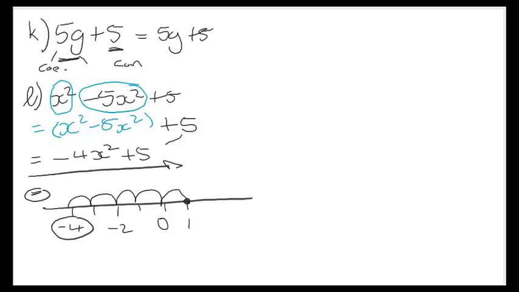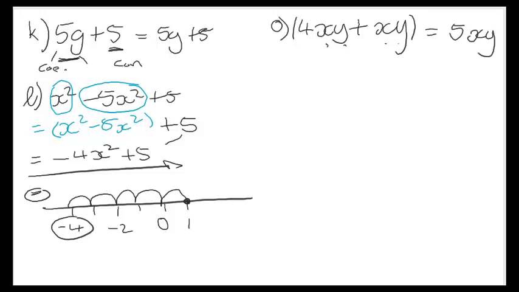Collecting like terms. Let's look at question O. Question O says 4xy plus xy. So if there's no number written, we know it's the number 1. xy and xy are the same. Let's think of it as making a smoothie. If I have a smoothie in which I have an apple and a banana, apple, banana, apple, banana. Therefore, they are the same. 4xy plus xy, same constants, so I add them together. 4 plus 1 equals 5xy.